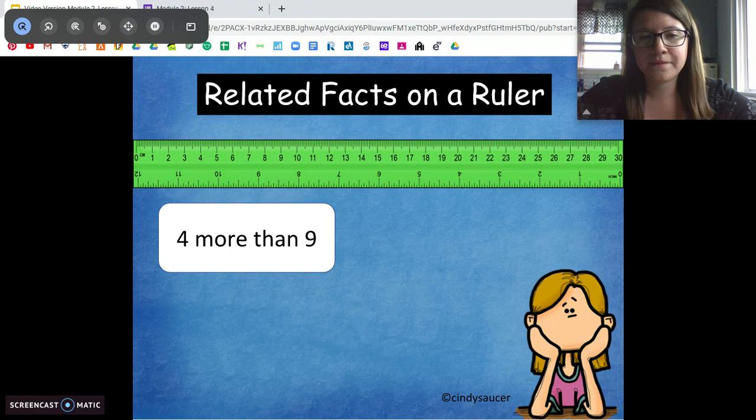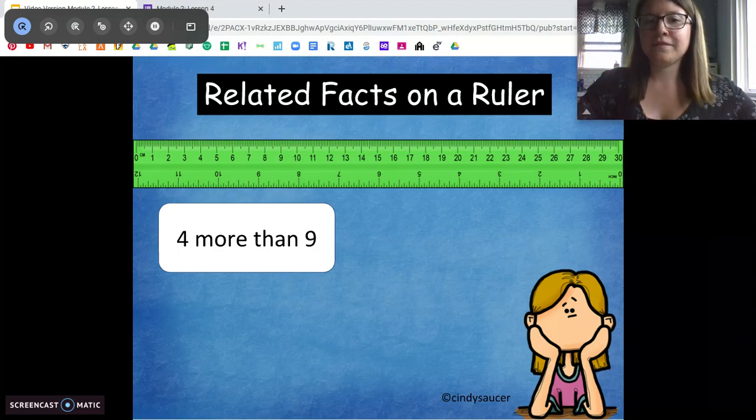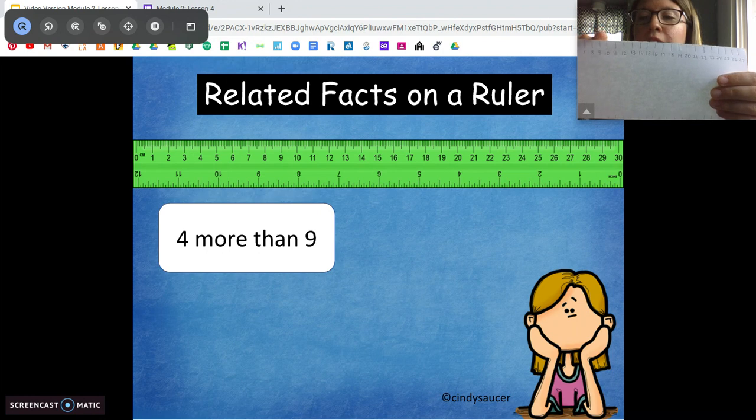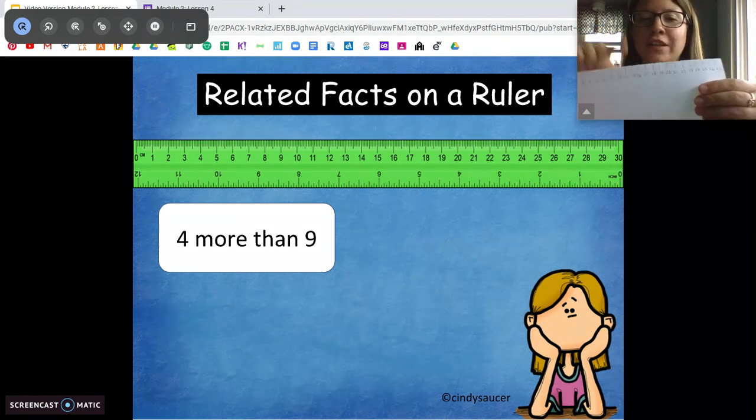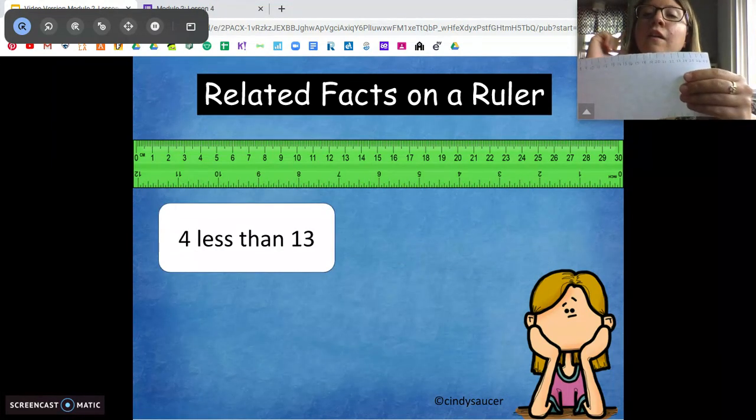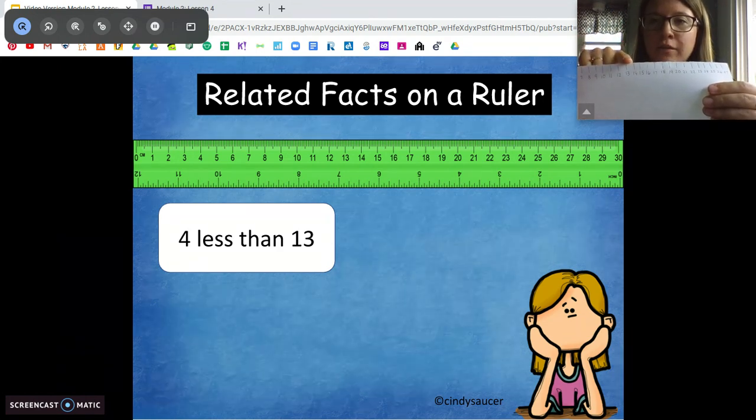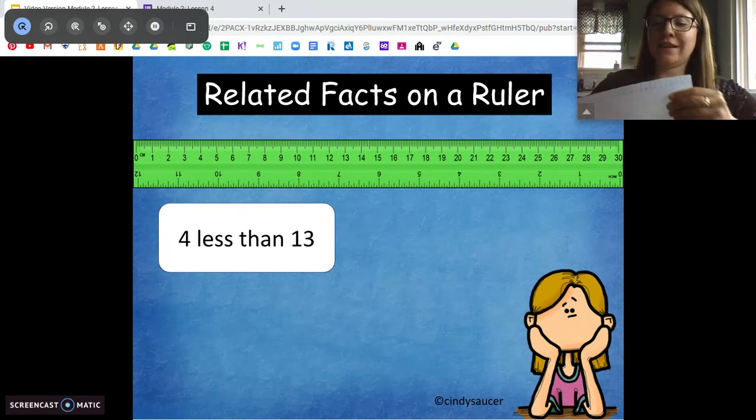All right, try this one on your own. 4 more than 9. Tell me the addition sentence. Good, all right. We're at 9. 1, 2, 3, 4 is 13. 4 plus 9 is 13. And we can do the opposite of that. 4 less than 13. Go ahead and try that on your own. 13 minus 4 is 9.